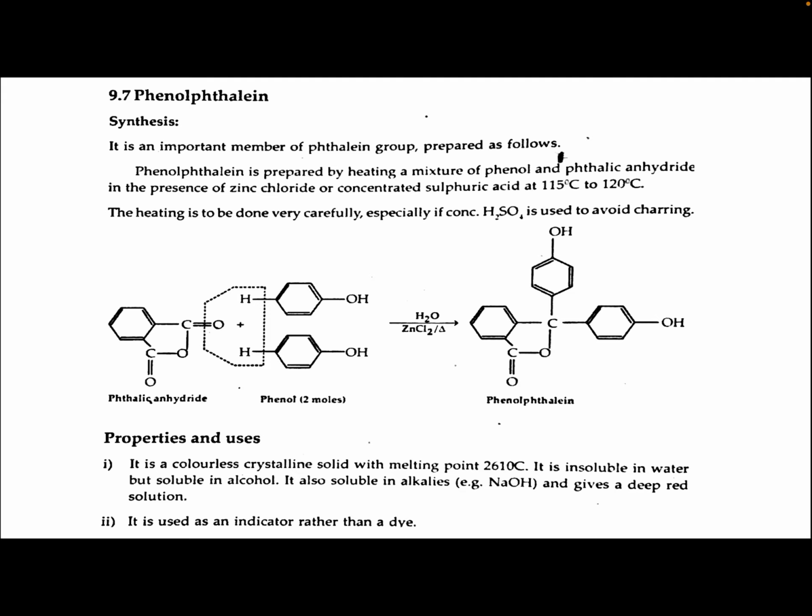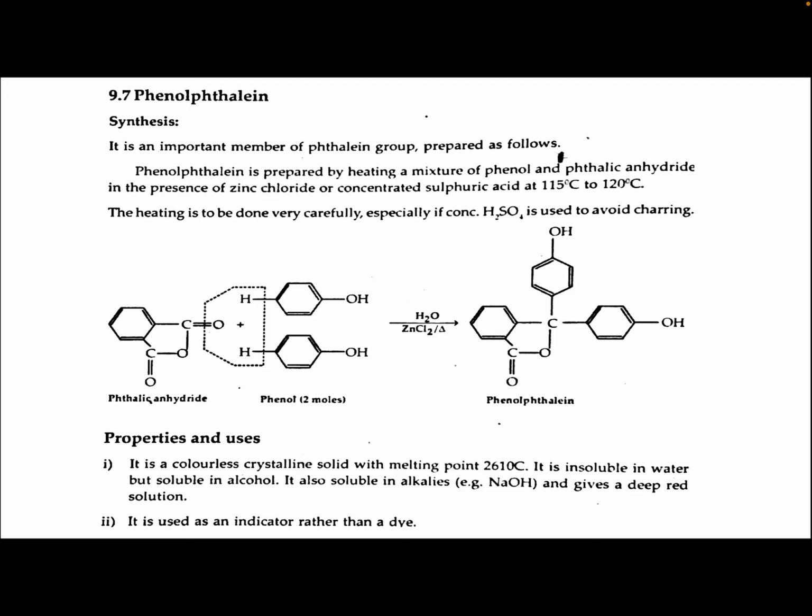Next is phenolphthalein. It is an important member of the phthalein group, prepared as follows. Phenolphthalein is prepared by heating a mixture of phenol and phthalic anhydride in the presence of zinc chloride or concentrated sulfuric acid at 115 degrees centigrade to 120 degrees centigrade. The heating is to be done very carefully, especially if concentrated H2SO4 is used, to avoid charring. So phthalic anhydride plus phenol, 2 molecules, we get phenolphthalein. So this is the structure of phenolphthalein.